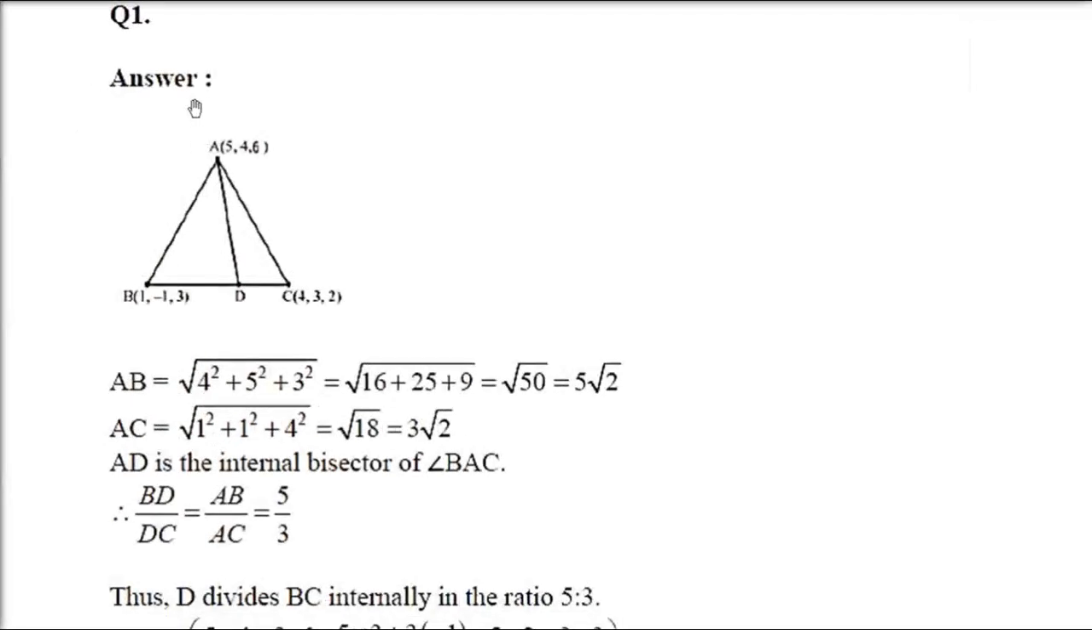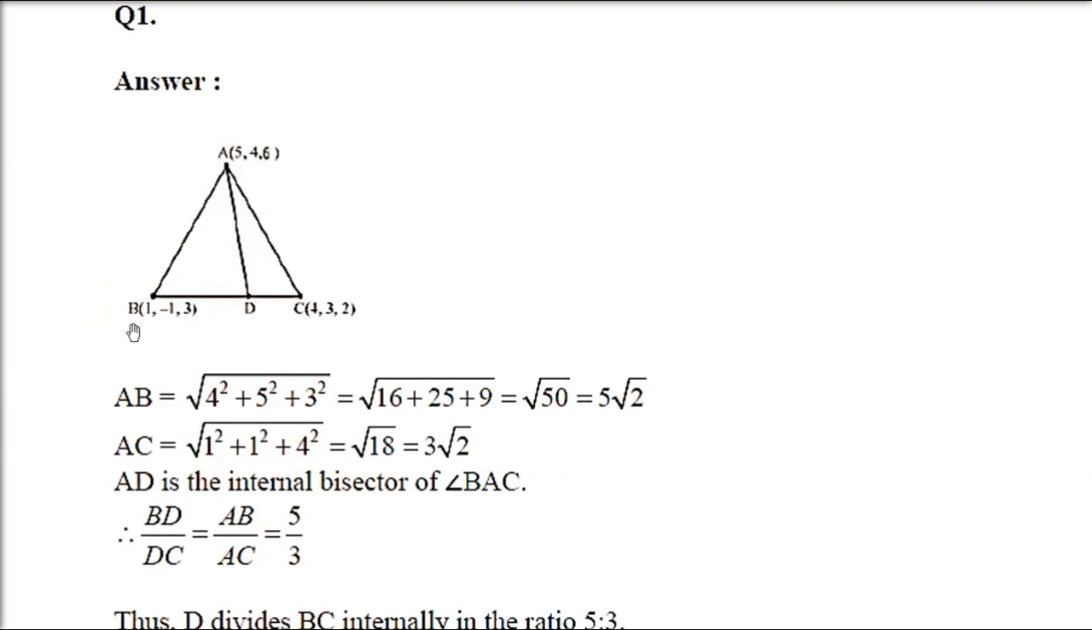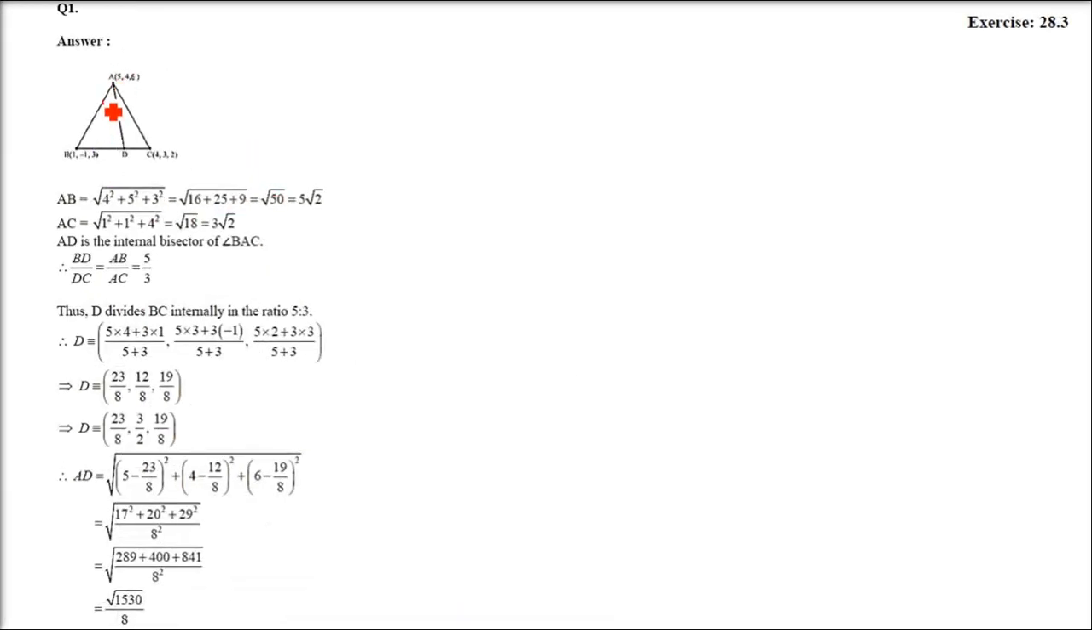Let me explain the question first. This is a triangle and the vertices are given. Now there is an internal bisector of angle BAC, that is angle A, and these two angles are equal. Now this meets BC at D. So we have to find the coordinates of D and also the length AD. So how do we do this? We will use the internal division or section formula.